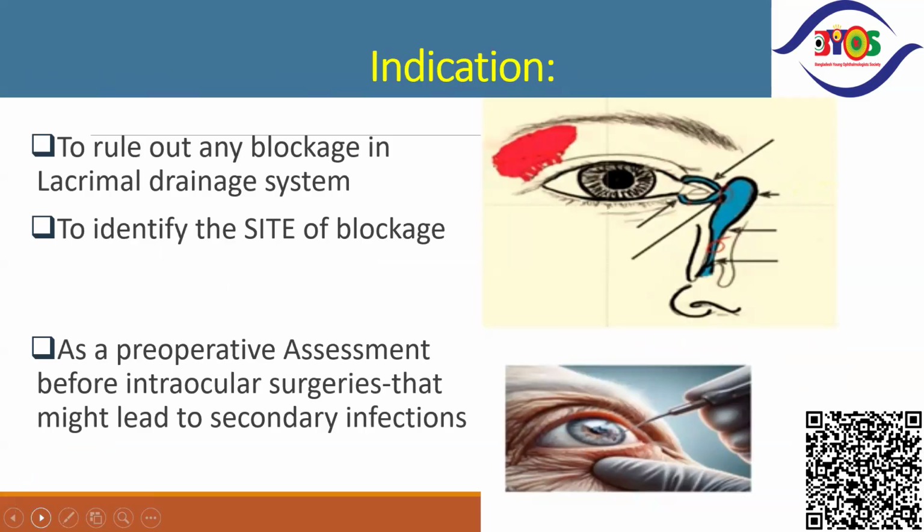So what are the indications of the sac patency test? If we suspect any blockage in the lacrimal drainage system, to rule out that blockage we do the SPT. To identify the site of the blockage, we do the sac patency test. Also, it is a preoperative assessment before any intraocular surgery like glaucoma surgery, retina surgery, and most commonly and importantly cataract surgery, which is phaco, that might lead to secondary infection. We have to assess whether there is any blockage of the nasolacrimal duct or not.